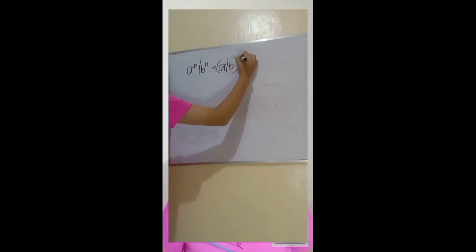Next, quotient of powers. As per this law, a fraction of two different bases with the same power is represented as, the formula is A raised to n divided by B raised to n is equal to A divided by B, raised to n, where A and B are non-zero terms and n is an integer.